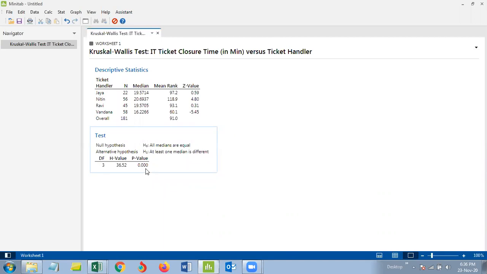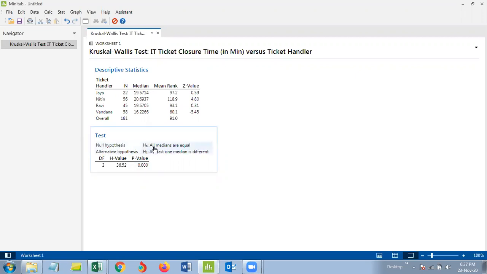Let's see whether ticket handler is a root cause or not. Looking at the p-value, is this a root cause? Is there a statistical relationship or not? Is it null or alternate? Alternate, absolutely, yes. It is less than 0.05. Yes, we have enough statistical evidence which confirms that there is an impact of the ticket handler on the ticket closure time.